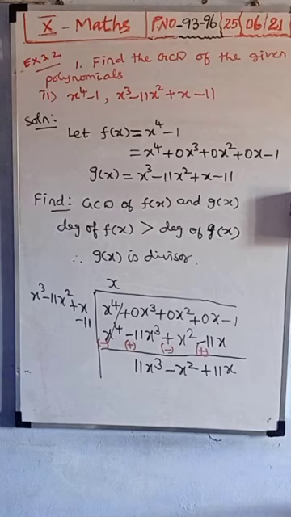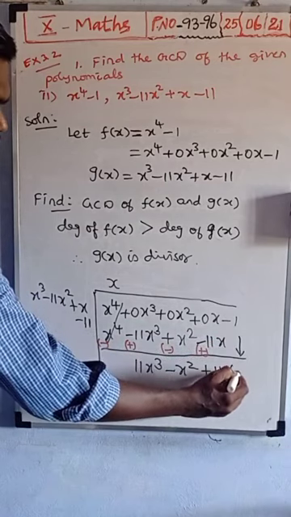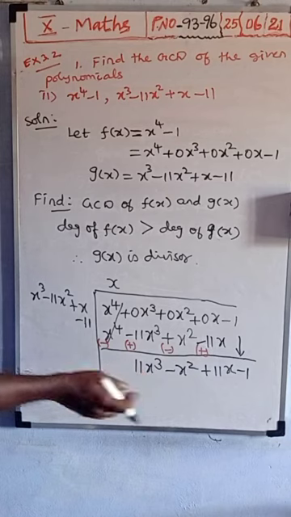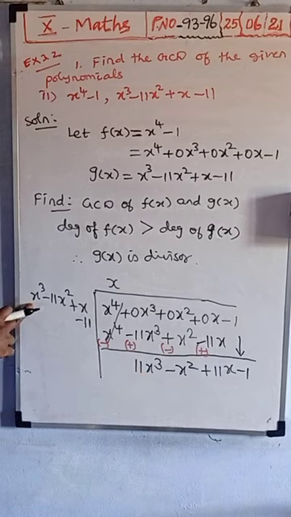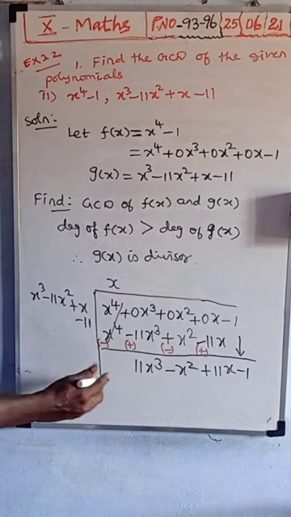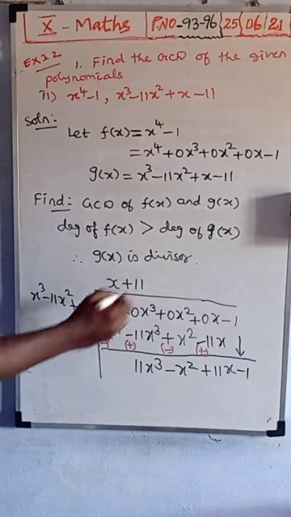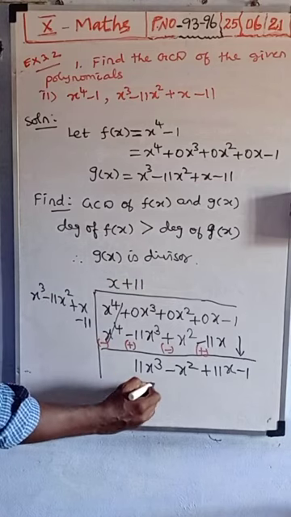At last, one more term is there, that is the constant term. That constant term comes down, so minus 1 comes down. Now here the first term is 11x cube, but here only x cube. That means to get 11x cube, you should multiply x cube with plus 11. So 11 into x cube is plus 11x cube.